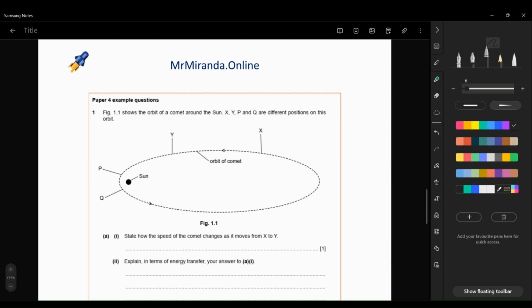Paper 4, question 1. Figure 1.1 shows the orbit of a comet around the Sun. X, Y, P, and Q are different positions of this orbit. Question A. State how the speed of the comet changes as it moves from X to Y. So you have a planet moving from X to Y. So what you need to know about this?